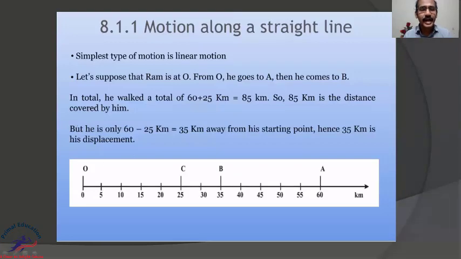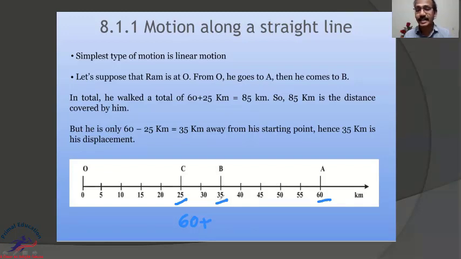You can see an object at point O, 0 kilometers. It reached point A, 60 kilometers. Point B, 35, it came back. Point C, 25. Now, what is the total distance? 0 to A, that is 60. Plus A to B, how much? 5 plus 5 plus 5 plus 5 plus 5.